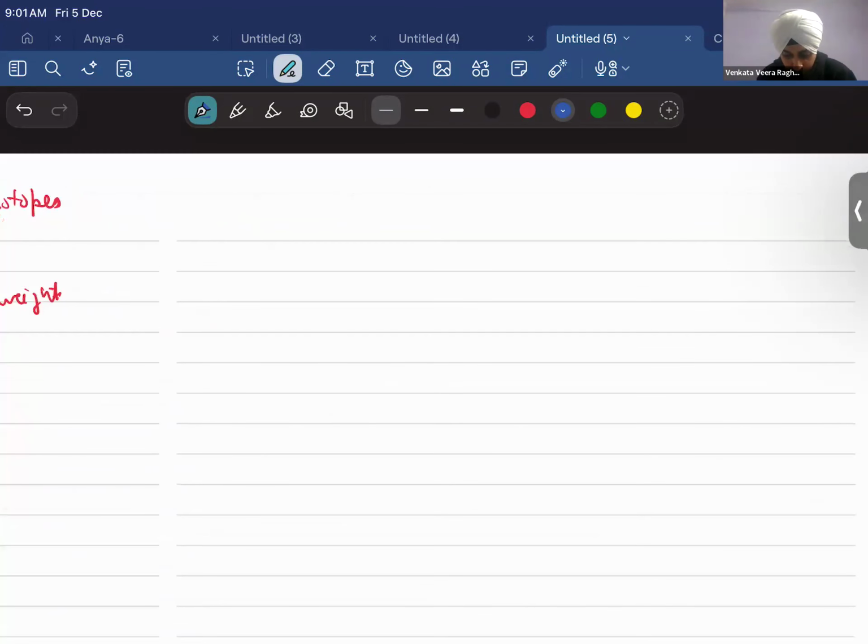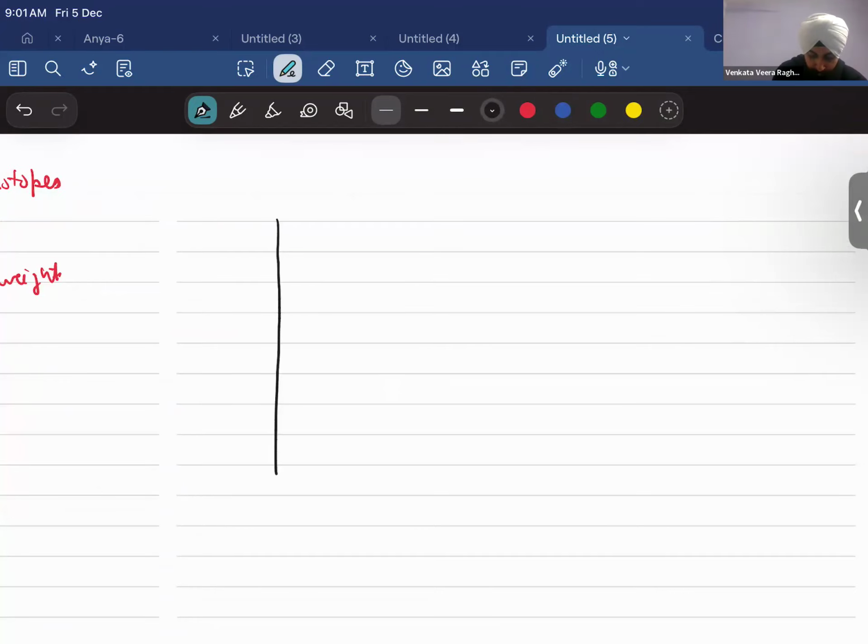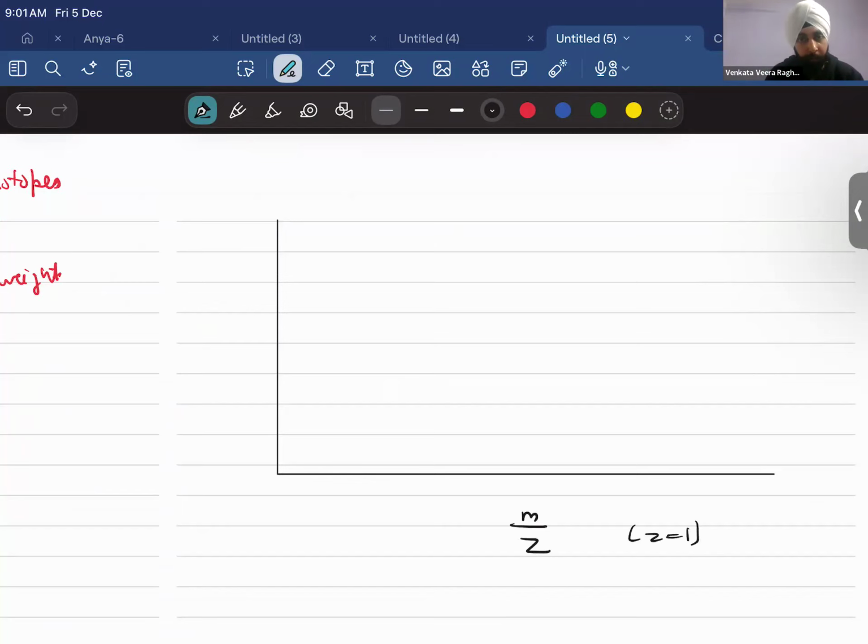So, sir, how does the mass spectra look like? The mass spectra look like this. A graph will be there, which is representing the m/z ratio. What is m? m is the mass, z is the charge. And for you guys, for the AP syllabus, z will always be equal to 1. Z will 100% always be equal to 1.